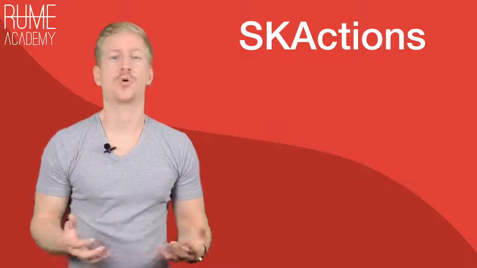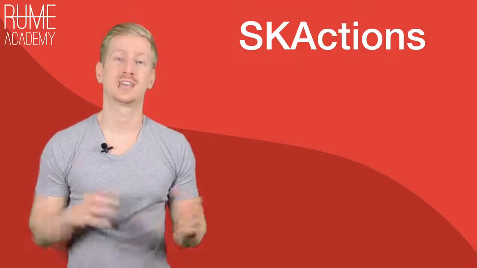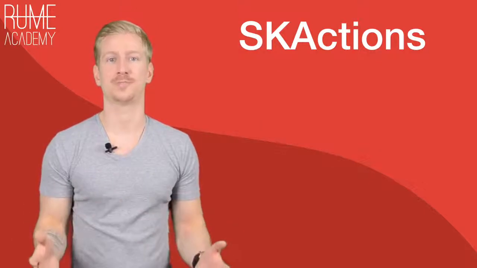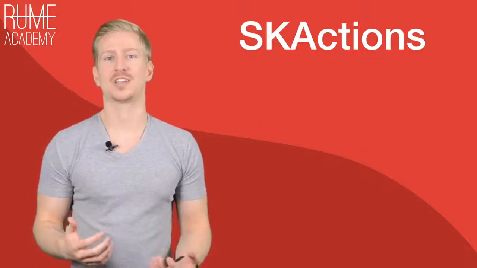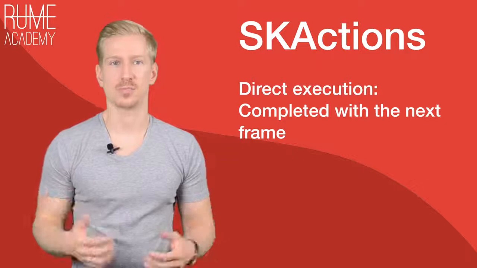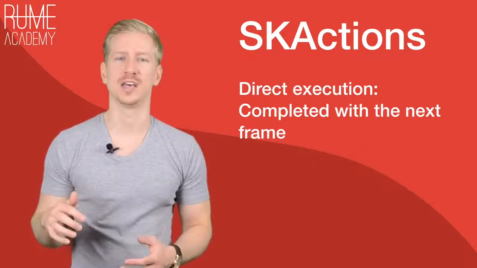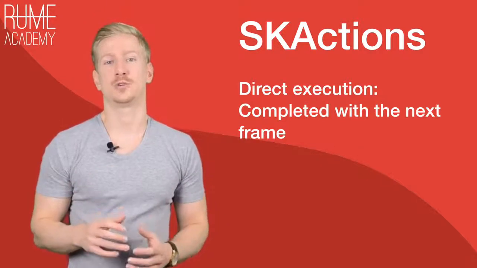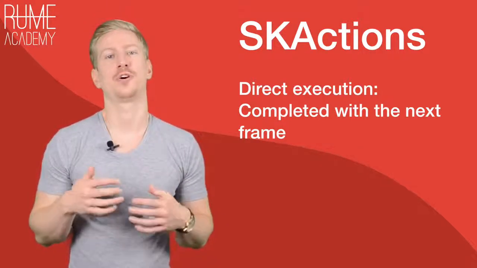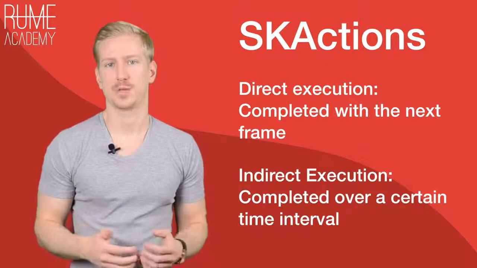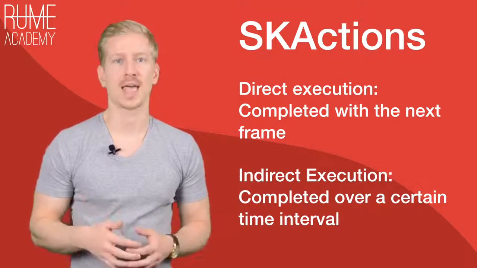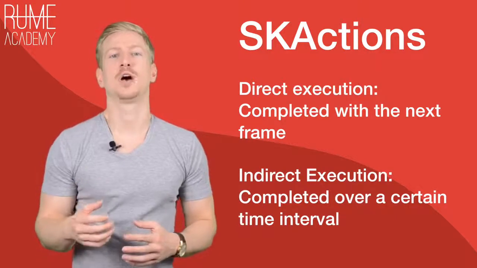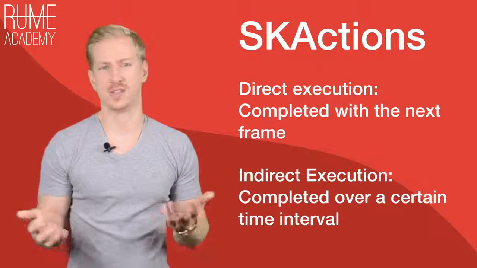SpriteKit supplies us with many different actions of the SKAction class that allow us to manipulate nodes. So for example, we can scale, move, animate, or remove them. Actions can either be direct, meaning the action will be executed during the next update, or it will be executed during the period of certain time intervals, which we can set, of course. In this case, the action would be executed using multiple frames until it is completed.